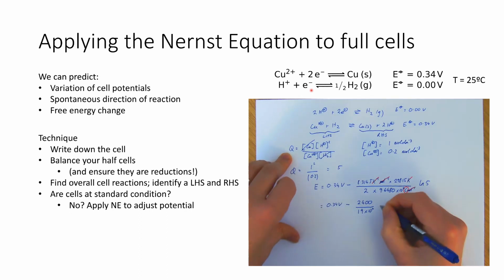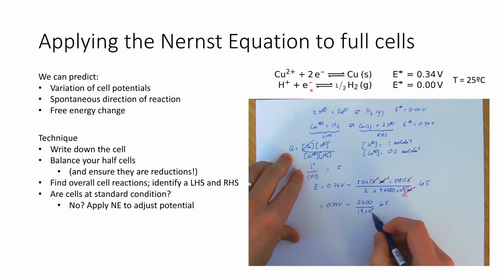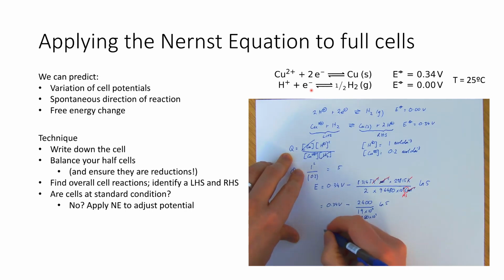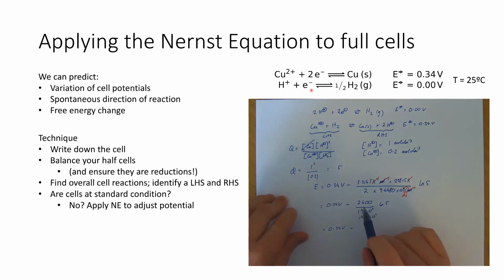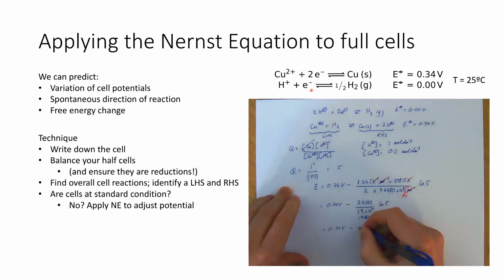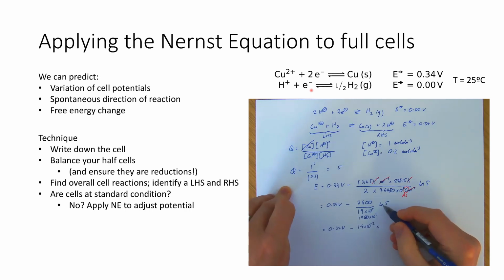Okay, log 5. Well, 19 times 10 to the 4, that's approximately 1900 times 10 to the 2. So this is not quite 1.4 times that, so it's going to be about 0.34 volts minus 2400 by 1900, which is going to be about 1.4 times 10 to the minus 2 times log 5.